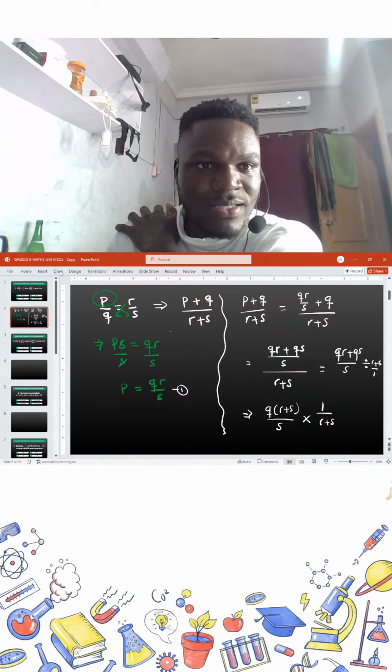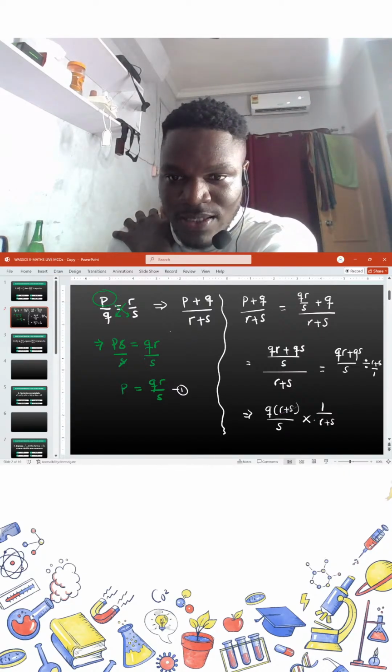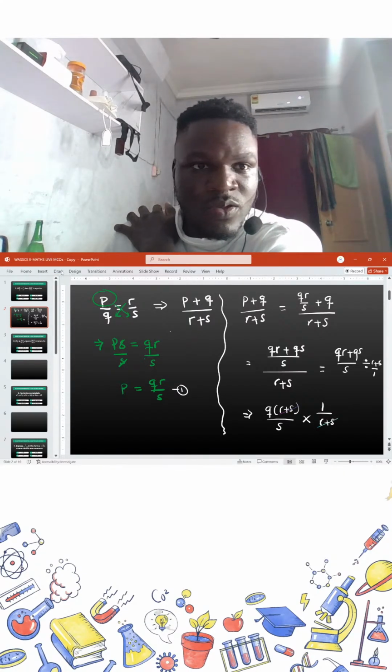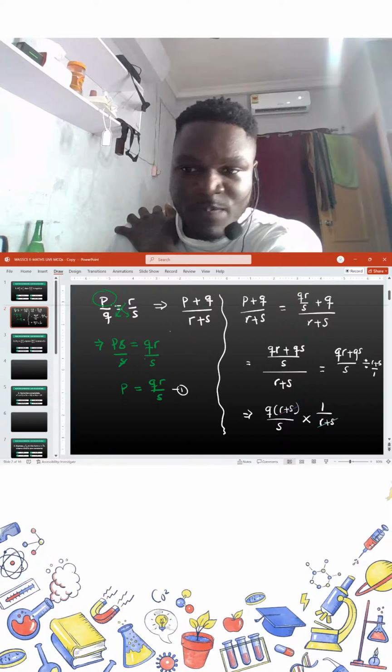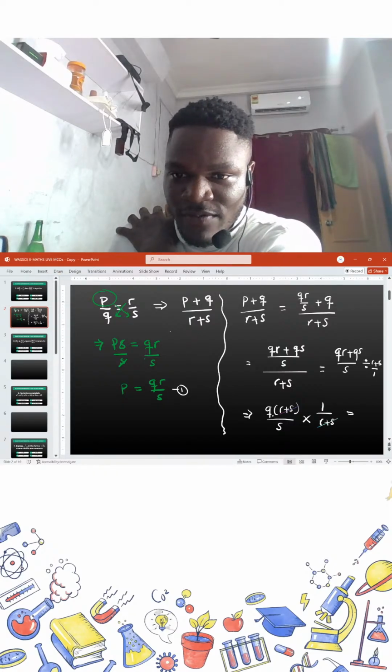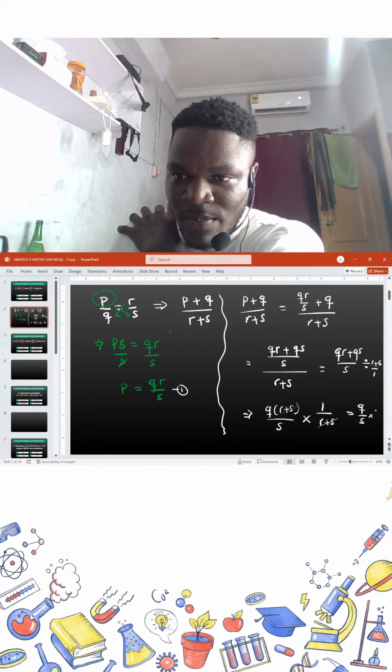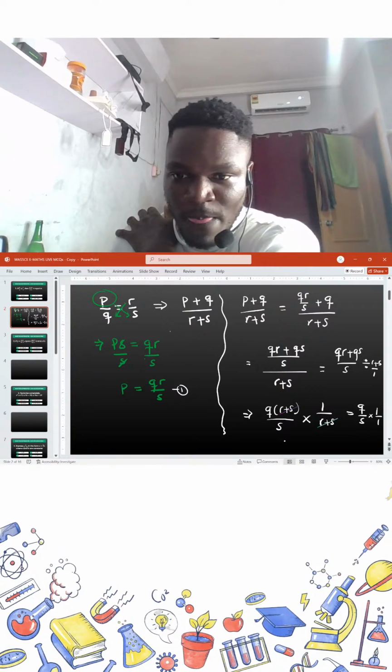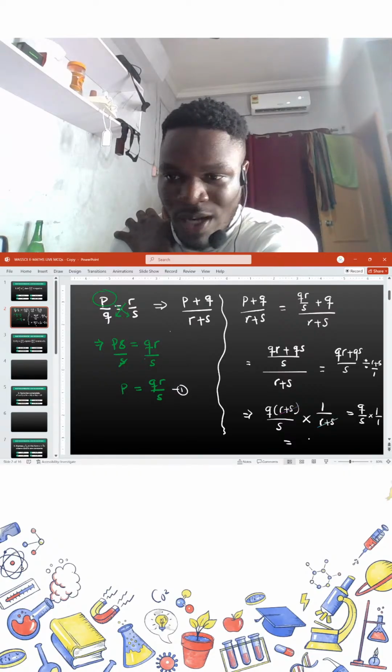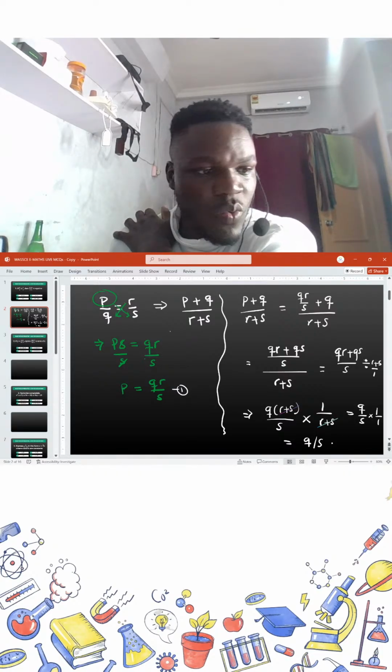So now that I have this expression, I can see that R plus S is common. So I will cancel them out. So let me do that. I'll cancel this guy out with this guy. So all I'm left with now is Q here over S multiplied by 1 over the denominator here, which is nothing, so it's still 1. So I now have Q multiplied by 1 is Q, S multiplied by 1 is S. So the answer is Q over S.